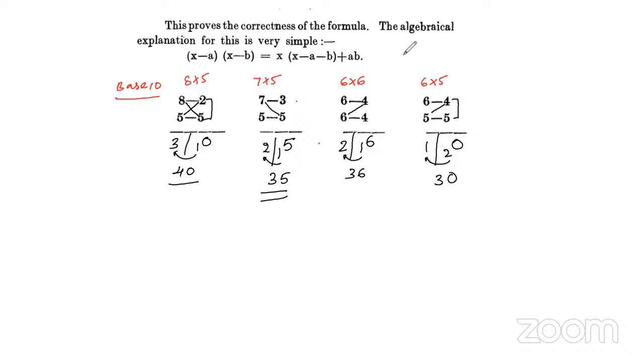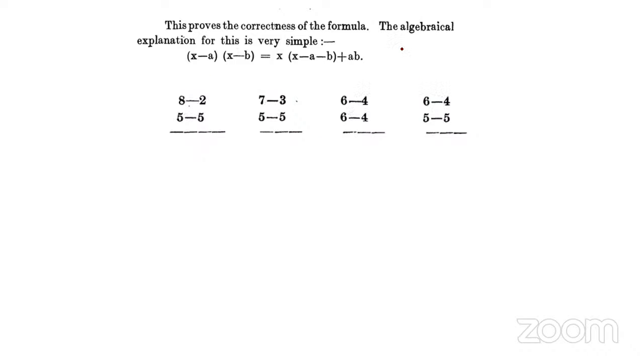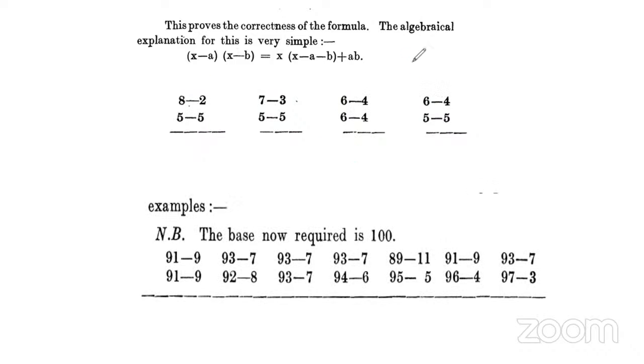And let me take examples based on 100. Okay, right. So here 93 into 92, here I am taking this problem. First of all, we have to find the deviation here. So what is the deviation?